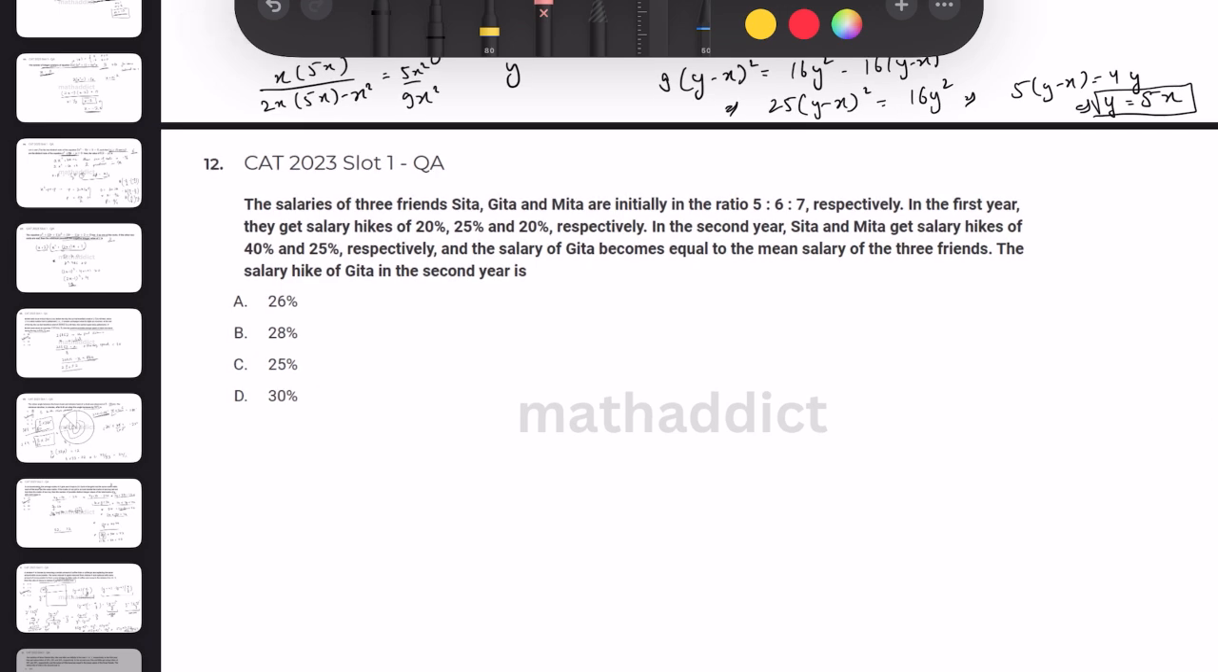So the salaries are in the ratio of 5:6:7. So let that be 5x, 6x and 7x. In the first year, let's say Sita, Geeta, Meeta, initial salary is 5x, 6x and 7x. In the first year they get salary hikes of 20%. So 1.2 times 5, which is 6x. 1.25 times 6 is 7.5x. And Meeta also gets 20%, which is 1.2 times 7x is 8.4x.